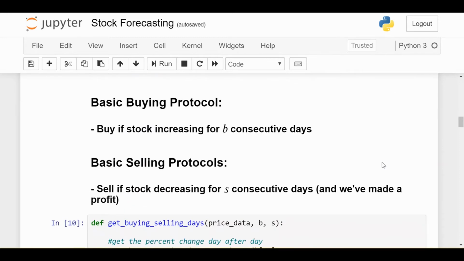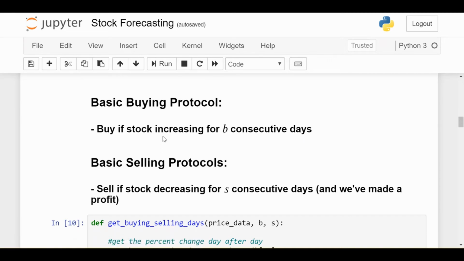Now here is our basic buying and selling protocol for this video. As stated before, we're trying to keep it as basic as possible. So first, our buying protocol is we buy the stock if it's increasing for B consecutive days. So if B is 2, for example, let's say that we're looking at a 3-day span, and between the first and second day it increases by, let's say, 1%, and between the second and third day it increases by 2%, then our condition is met because B is 2, and we go ahead and say that is a possible day we're going to buy the stock.